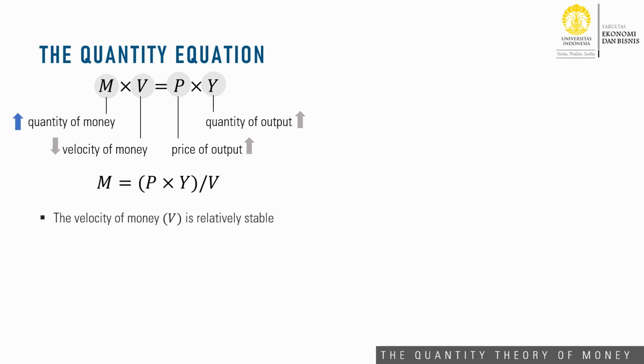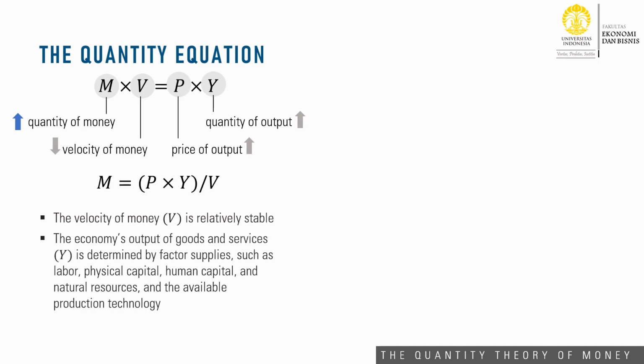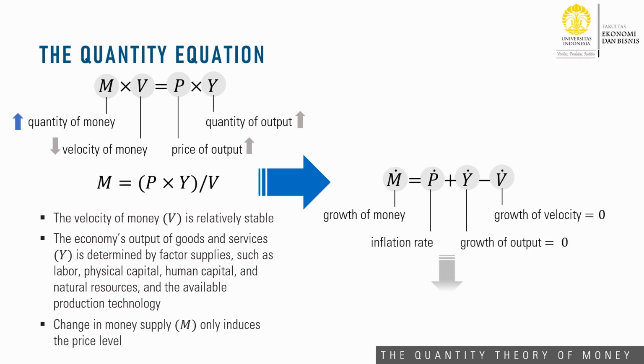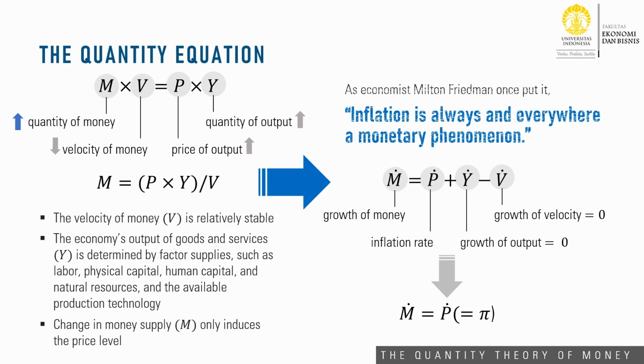But in many cases, the velocity of money V is relatively stable, while the economy's output of goods and services Y is determined by factors of supply such as labor, physical capital, human capital, and natural resources, as well as the available production technology. Therefore, when the monetary authority alters the money supply M, it only induces the price level P. If I modify the quantity equation into a growth equation like this, we again observe that the growth of money supply results in the growth of price, or inflation, in the long run, which supports Friedman's statement earlier.